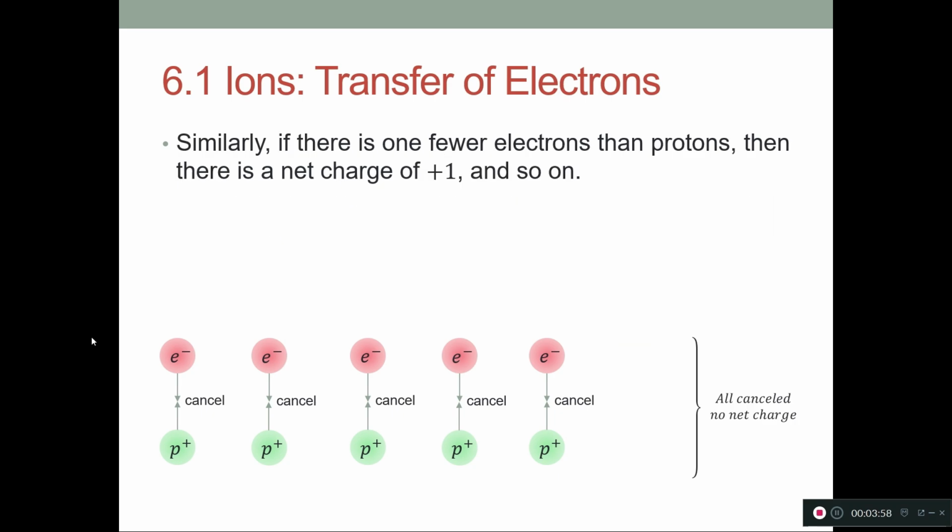But now, if we instead have one fewer electron, we see that not all of the positive charges are canceled out, and so we now have a net +1 charge on our atom. What we see is that the charge of the ion is just the difference between the number of protons and the number of electrons. Remember, when we have an element, it always has the same number of protons, so all we're doing is changing the number of electrons here.